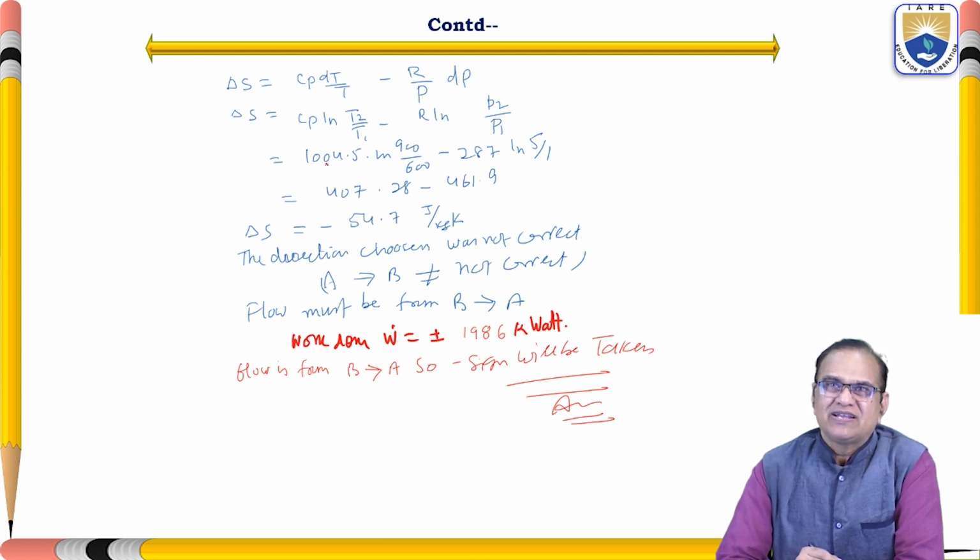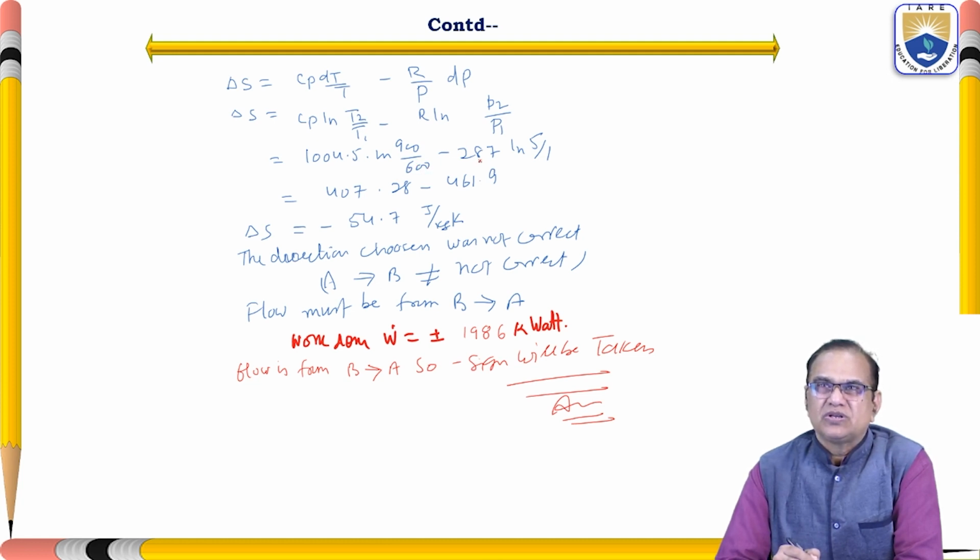So here we got 1004.5 into ln 900 by 600, minus R, which is 0.287, into ln 5 by 1. So you will get here 407 minus 2.28 is equal to 461.9. So delta S is equal to, here you are getting the negative.